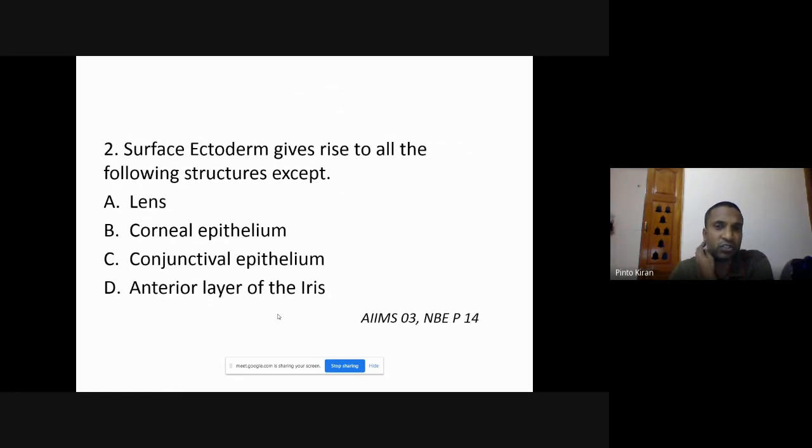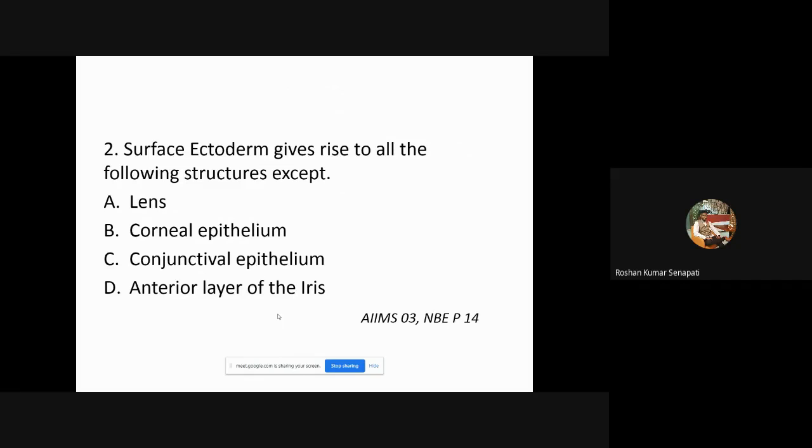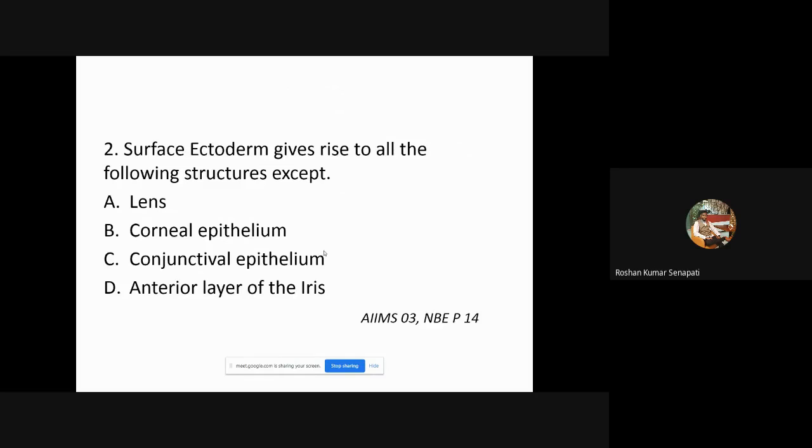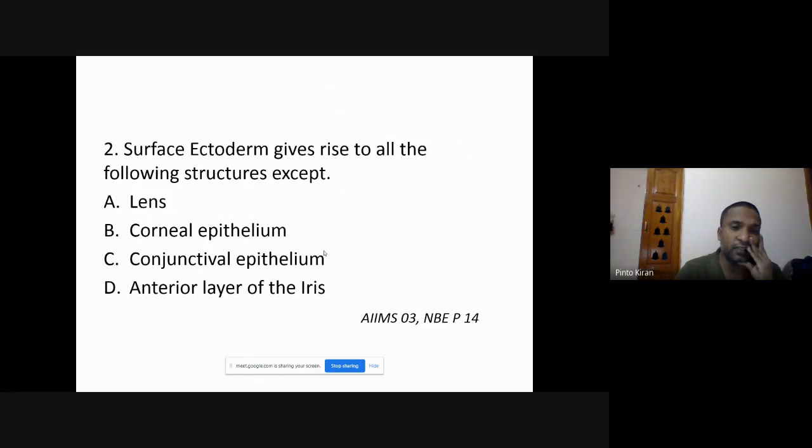The second question. The surface ectoderm gives rise to all the following structures except. This was asked in AIIMS 2003, and also, I think, in 2014. Surface ectoderm gives rise to all the following structures except anterior layer of iris. Good. So basically, the lens arises from the surface ectoderm. Corneal epithelium from the surface ectoderm. What are the other structures which arise from the surface ectoderm? Tarsal plate, lacrimal gland, the skin. Basically the skin lining arises from the surface ectoderm.